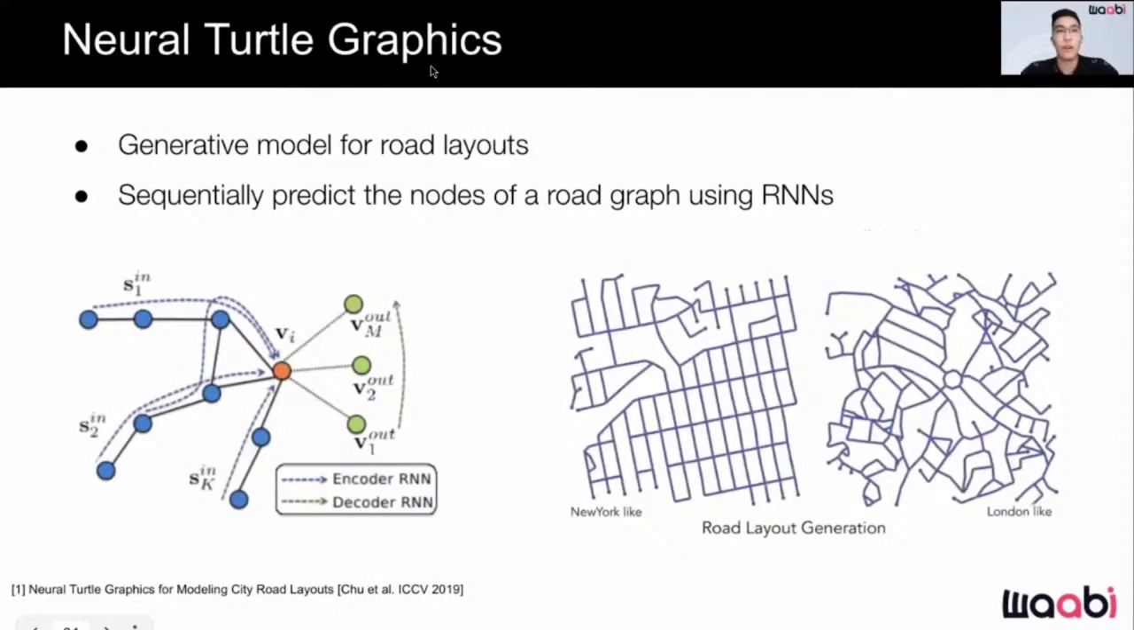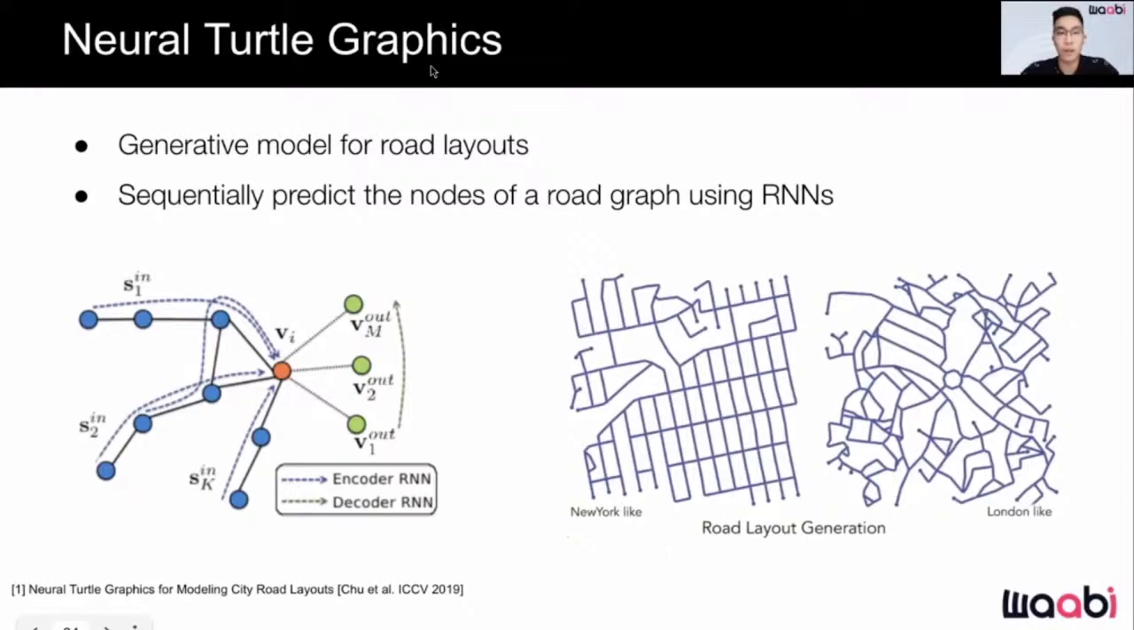Finally, the neural turtle graphics work of Chu et al. goes one step further than simple topology extraction and actually generates new roadmaps. In particular, the roadmap is considered as a spatial graph, and by using RNNs, they sequentially generate nodes of the graph conditioned on the already generated graph to obtain a road network.